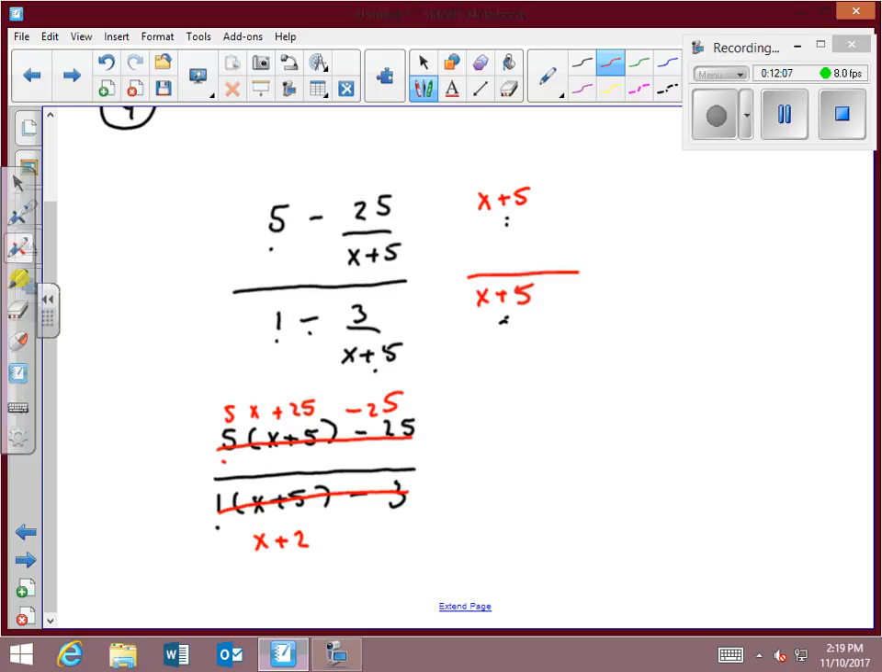So this denominator is about as simple as it could be. But what do I have to do with that numerator? Combine like terms. So does it go to 5x? Now what's my answer going to be? 5x in the numerator and x plus 2 in the denominator. Is that right? Okay.